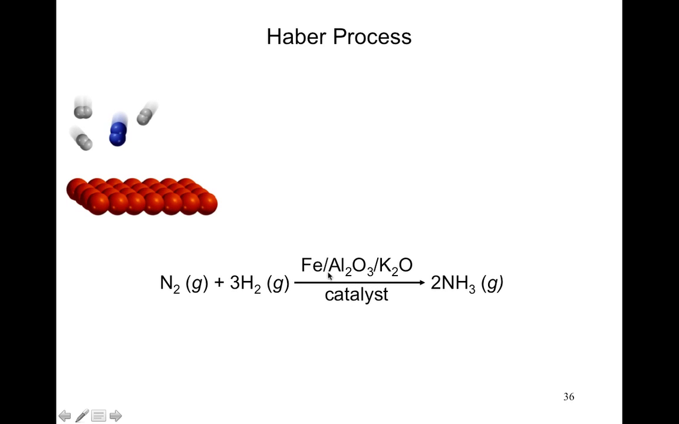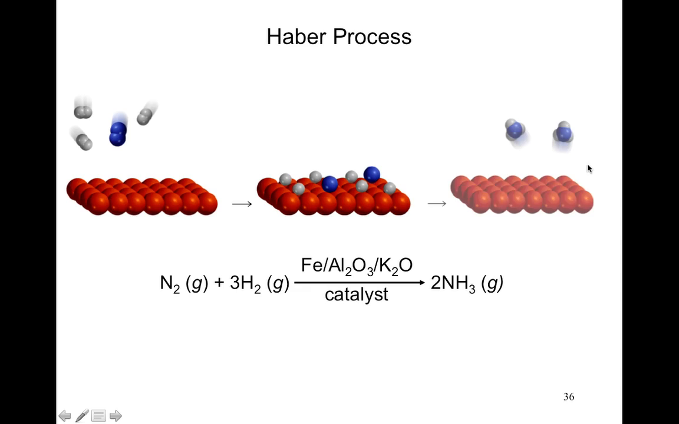They're showing you the catalyst here: iron, aluminum oxide, potassium oxide. Here we've got nitrogen and hydrogen. Not very likely to react with each other, they're both very stable. But when we get them on this catalyst, this plate of iron and aluminum oxide, they'll form those NH3 bonds. That ammonia is very important. We use it to make fertilizers and all sorts of stuff.